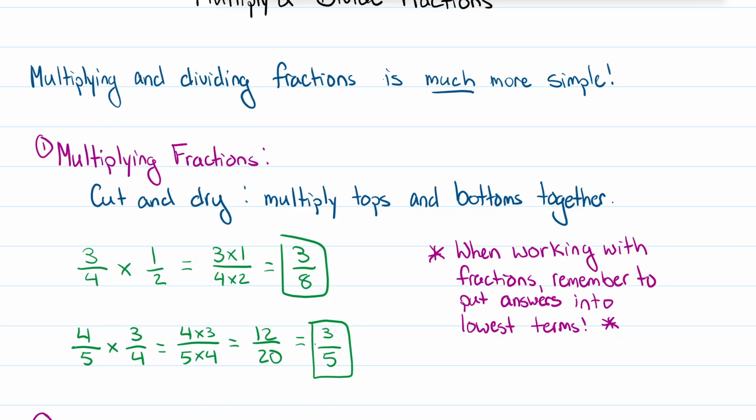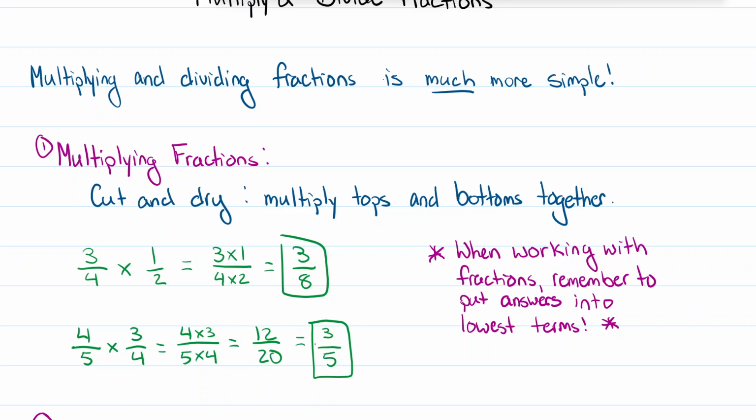Multiplying fractions. So simple, I did it again. 4/5 times 3/4. You're going to multiply your tops together, and then you're going to multiply your bottoms together. You'll take 4 times 3, and put that over 5 times 4, and you get 12 over 20.